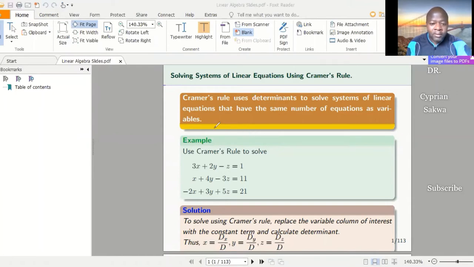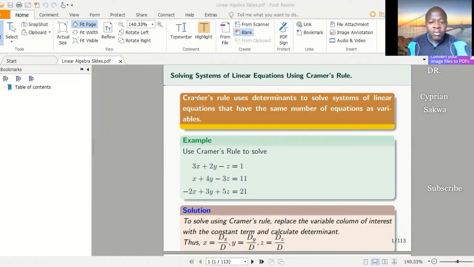Recall that in the previous videos we looked at how to solve systems of linear equations by Gaussian elimination. We also looked at how to solve by Gauss-Jordan elimination, and then looked at how to solve systems of linear equations by use of inverses. So today we use Cramer's rule, and Cramer's rule will be employing the use of determinants. So we'll be calculating the determinants, and then we use those determinants to calculate the value of x, the value of y, and the value of z. So let's begin with this example.